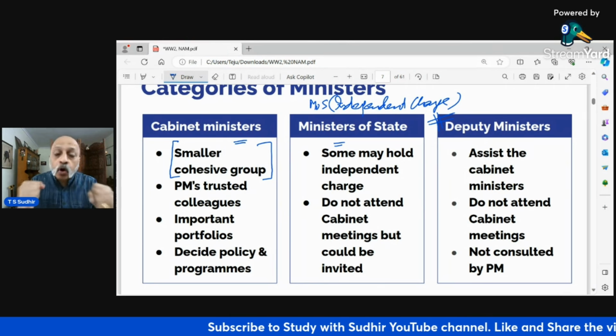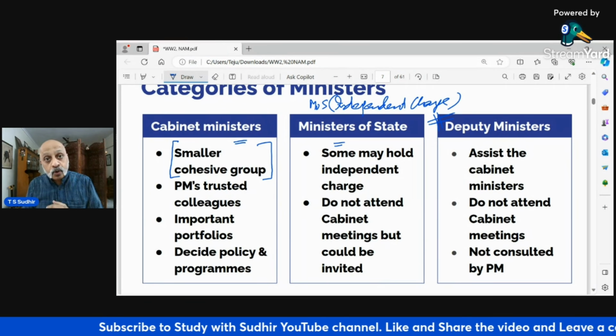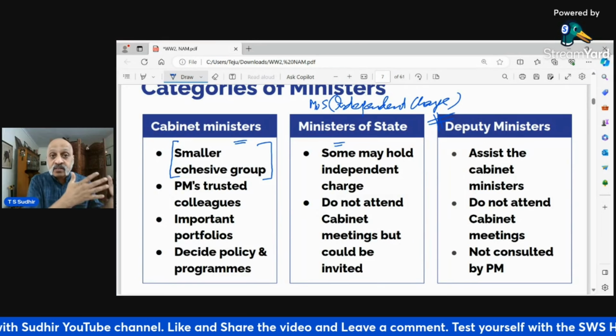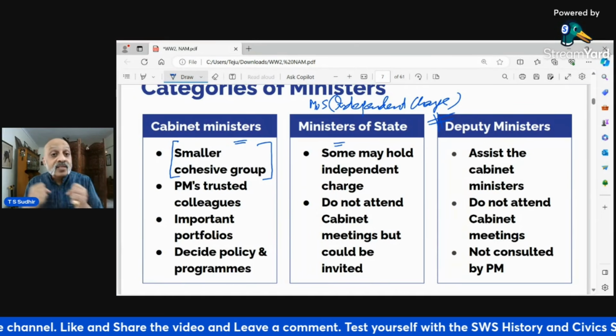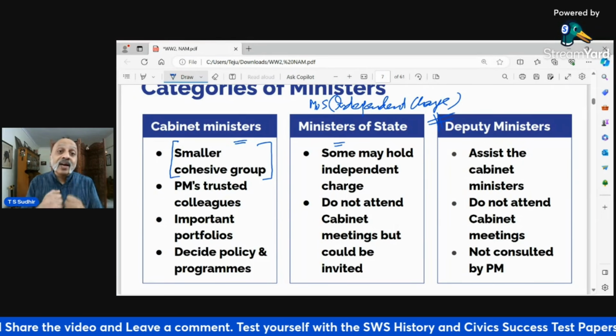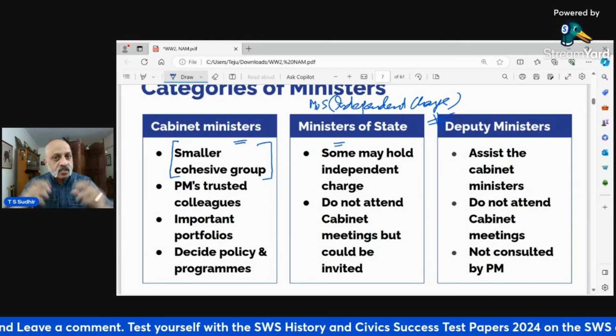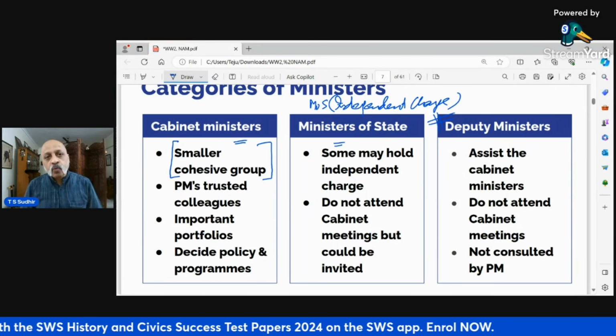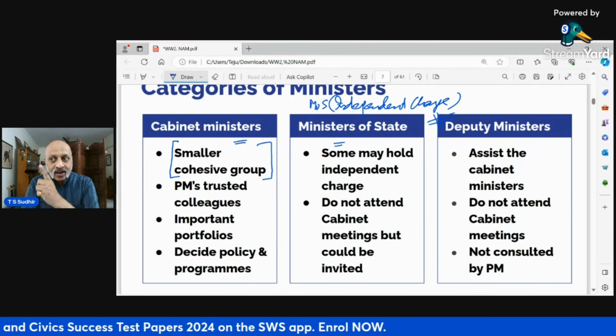They hold the important portfolios. That's very important. Home, defense, finance, industry, communications, railways, transport, etc. These are important portfolios. They are held by the senior cabinet ministers. They are senior politicians within the ruling party. And the cabinet is the one which decides the policy and the programs.